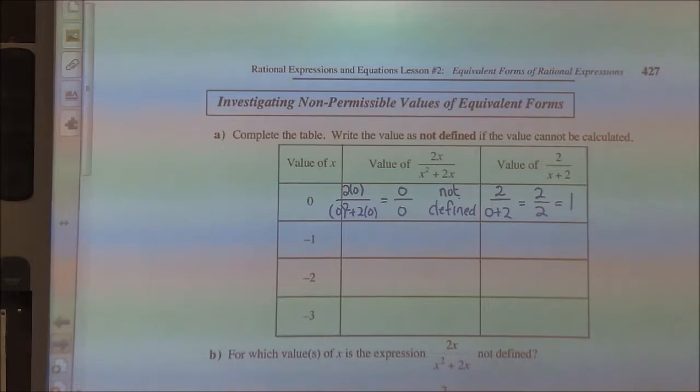So again, what I'd like you to do is pause, finish up the next 3 rows, and then when you're done, you can continue on.